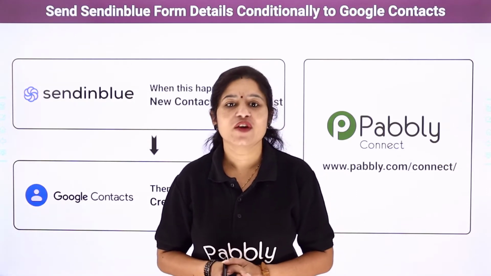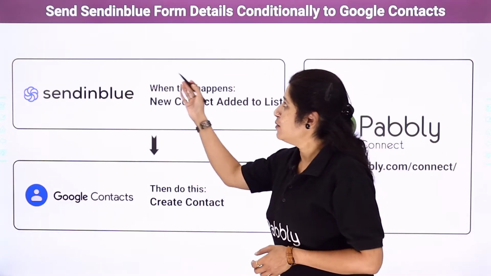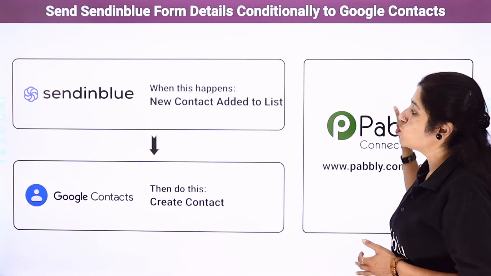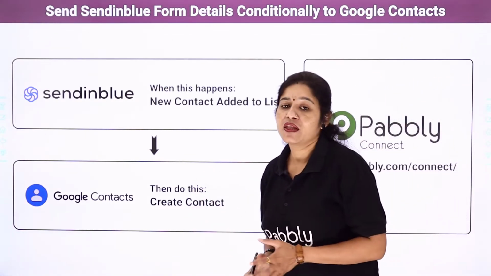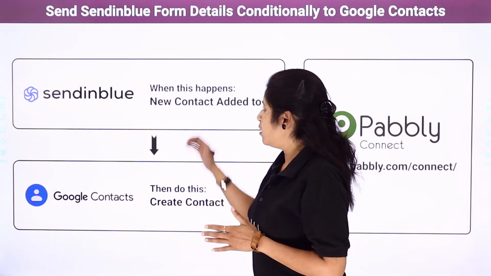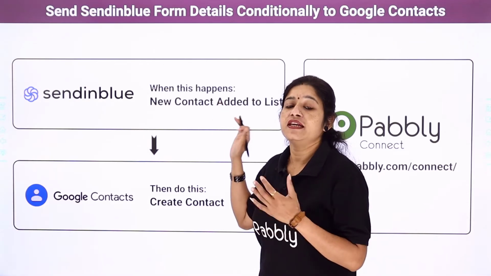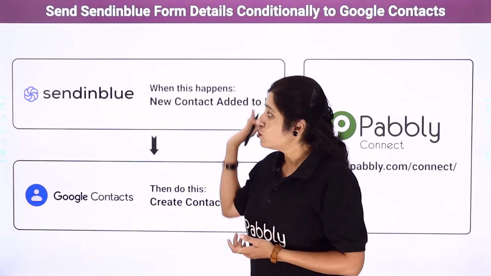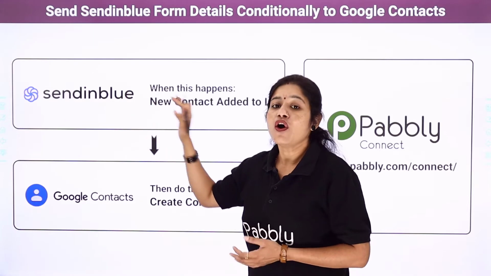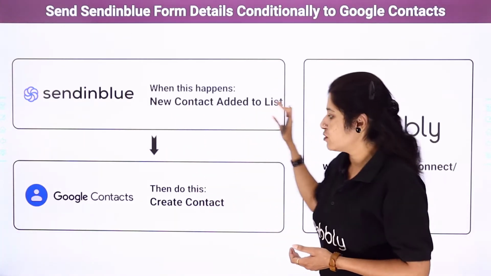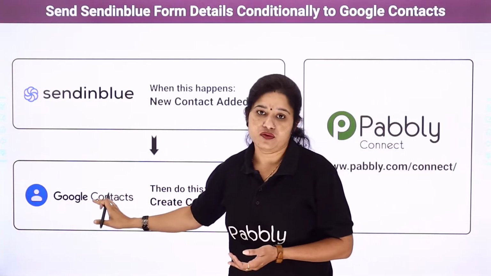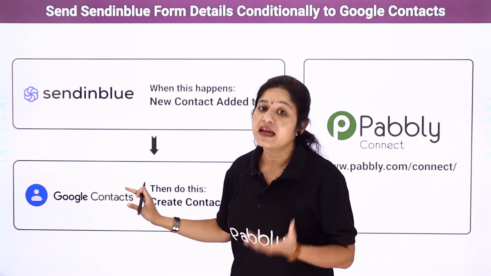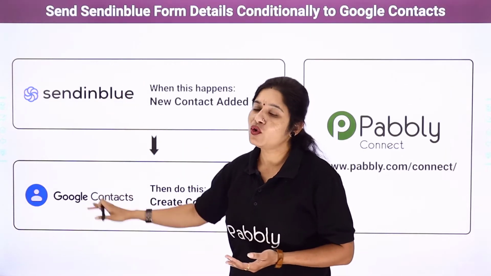In this video we are going to learn how you can send Sendinblue form details conditionally to Google Contacts automatically. So the idea here is that whenever a new contact is added to your Sendinblue specific contact list through the Sendinblue form submission, automatically the same contact should get added to your Google Contacts account. For this, we need to create a connection between Sendinblue and Google Contacts.